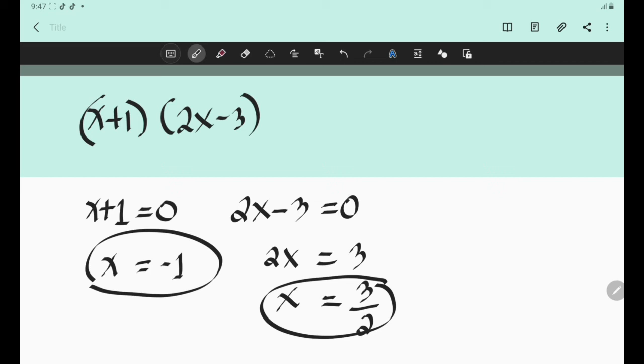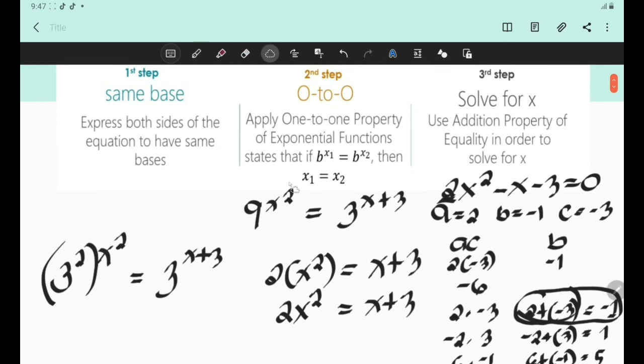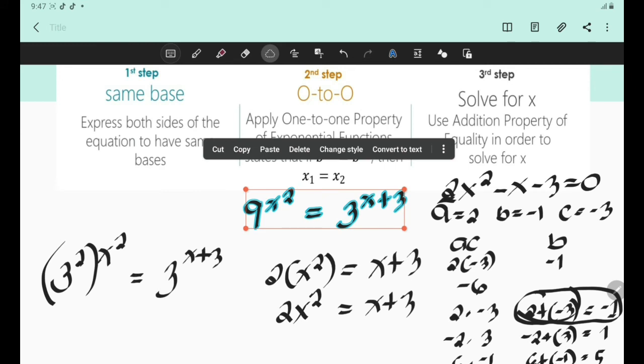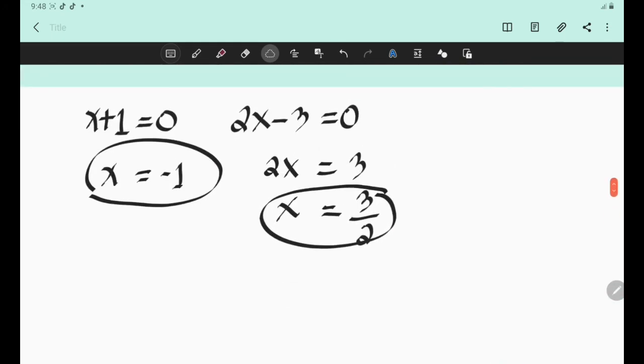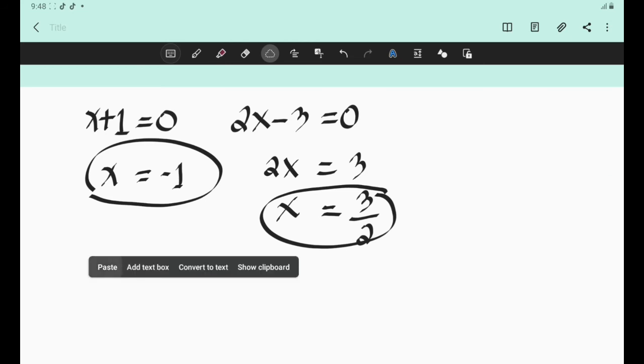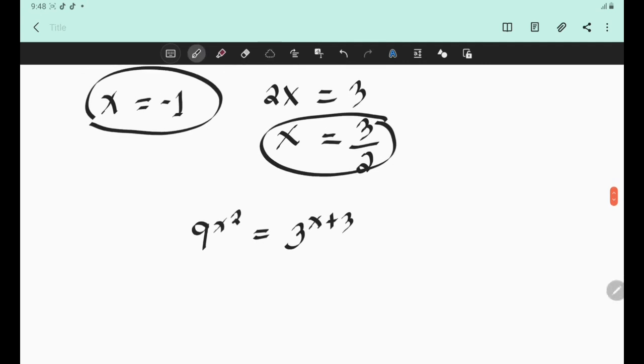value para kay x. Now, if you want to check if your solution is correct, balik tayo dun sa original exponential equation. And that is 9 raised to x squared is equals to 3 raised to x plus 3. So, i-copy natin. Balik tayo dyan. Okay, ano ang gagawin natin dun sa original? Tignan natin kung yung dalawa ba nating nakuha na value ni x will satisfy the given exponential equation.